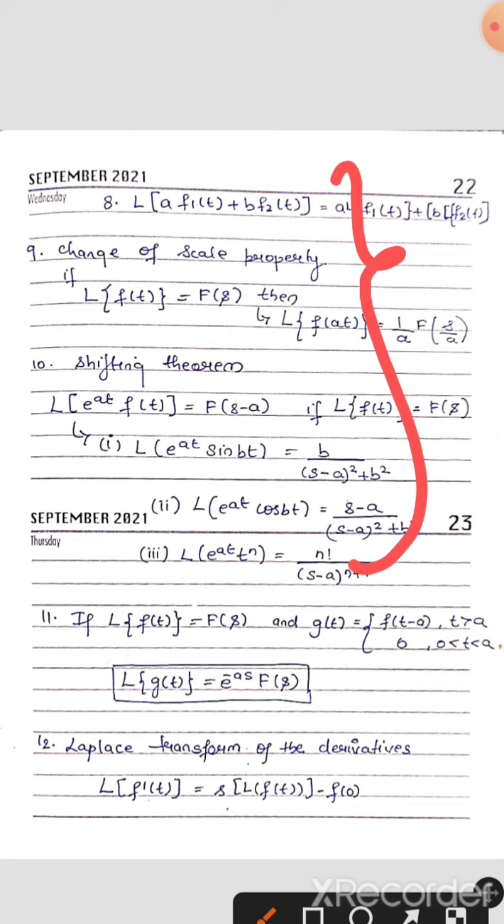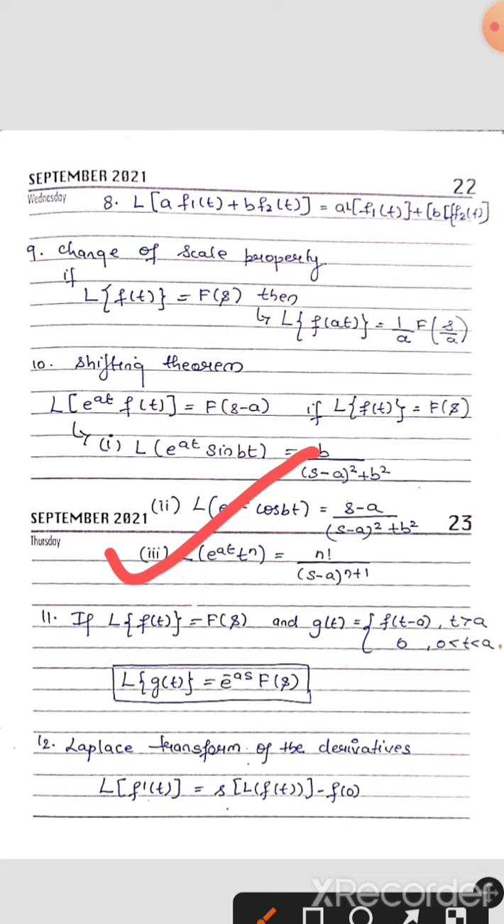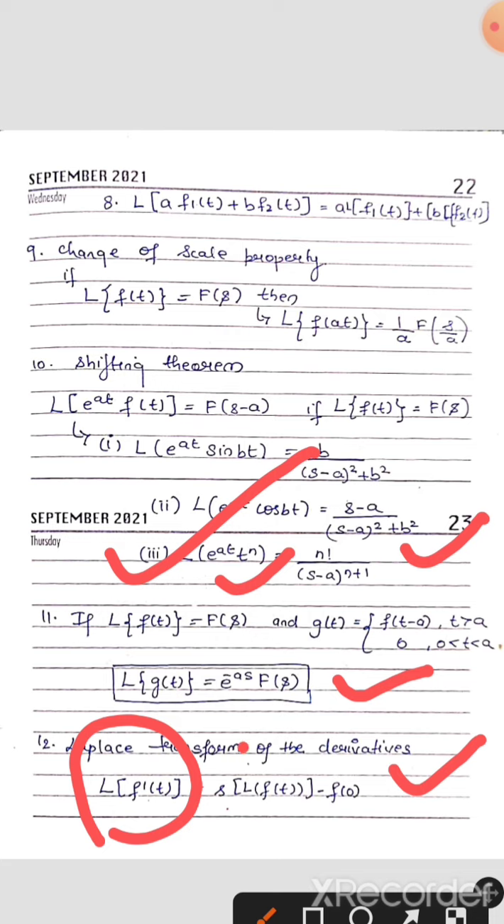Next, the 11th formula: the Laplace transformation of f of t is equal to F of s, and g of t is equal to f of t minus a for t greater than a, and 0 for t less than a. The value is the Laplace transformation of g of t is e to the power of minus as F of s. Next, the Laplace transformation of the derivatives. The Laplace transformation of f dash of t is s times the Laplace transformation of f of t minus f of 0.